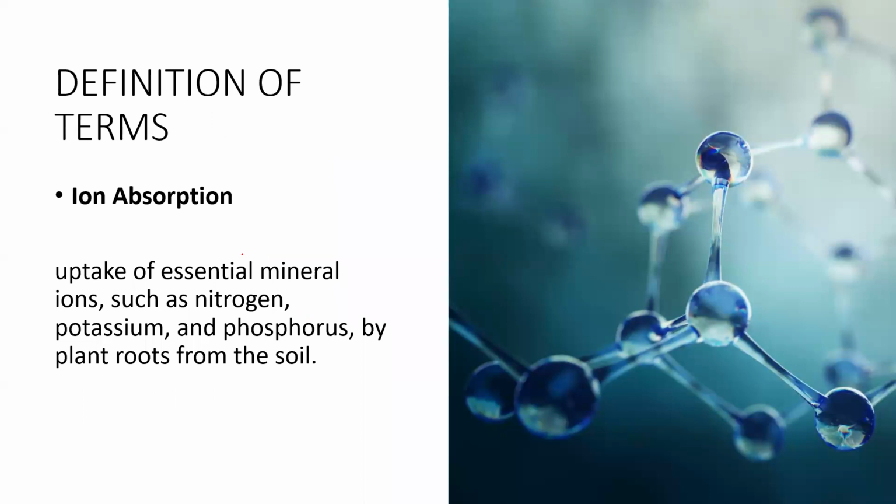Another one is the ion absorption. So kapag sinabi nating ion absorption, this is the uptake of the essential mineral ions such as the nitrogen, the potassium, and the phosphorus. So these are the main elements that are needed by the plants, wherein they are absorbed by the roots from the soil. Okay?